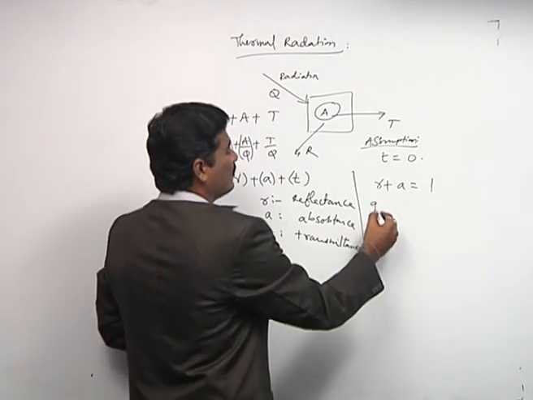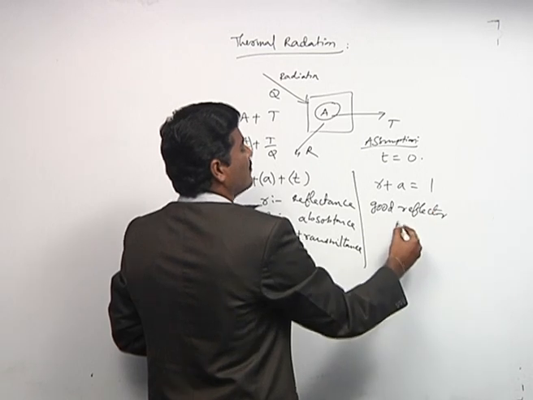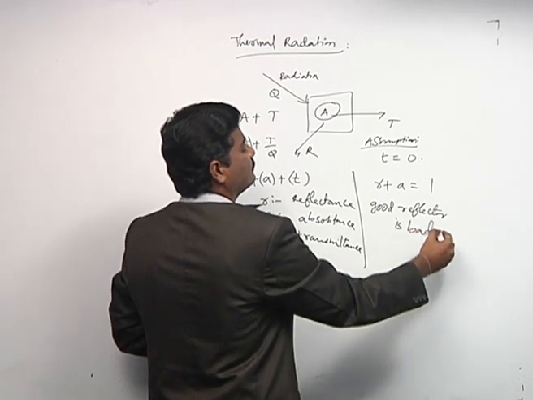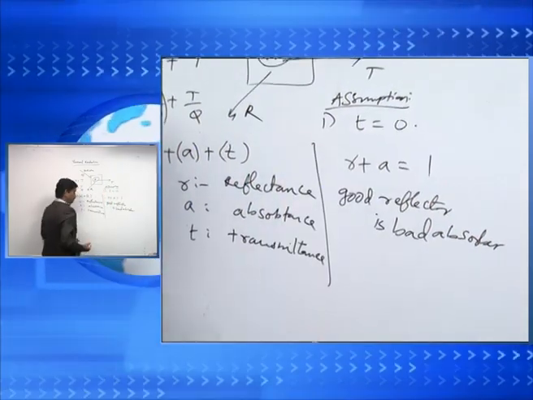Hence, we can write down: a good reflector is a bad absorber. This is our assumption 1.